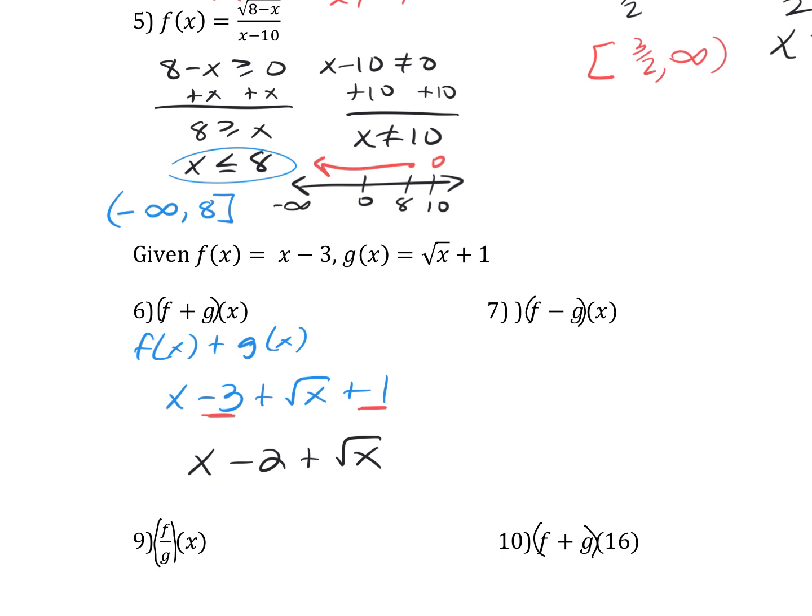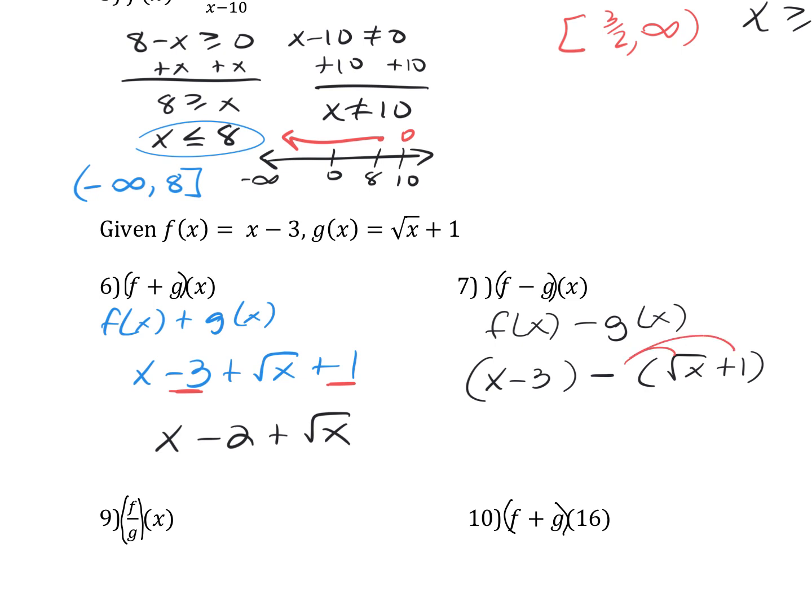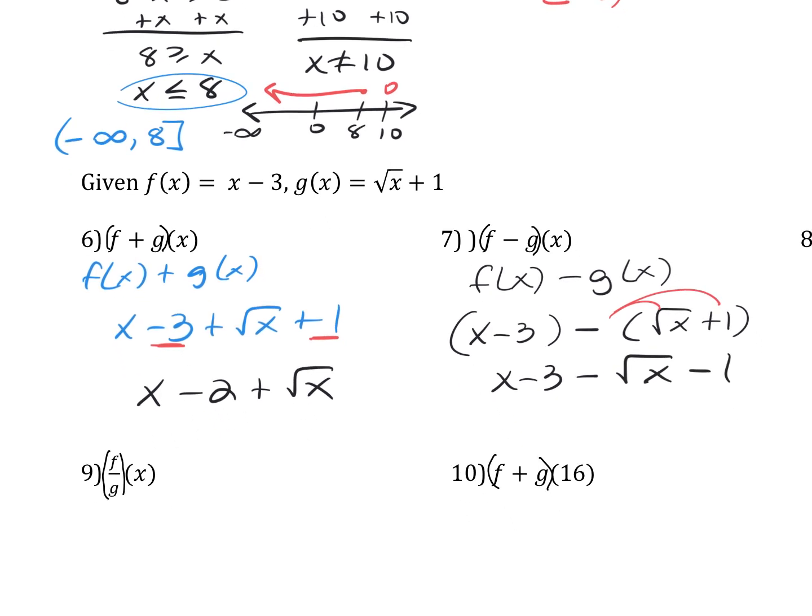Now, when you subtract the functions, really what we're doing here is f of x minus the g of x function, and you need to distribute the subtraction sign. So really we're doing the f of x function minus the g of x function. So I have to distribute this subtraction sign. So this becomes x minus 3 minus the square root of x minus 1. I combine my like terms, and I get x minus 4 minus the square root of x.